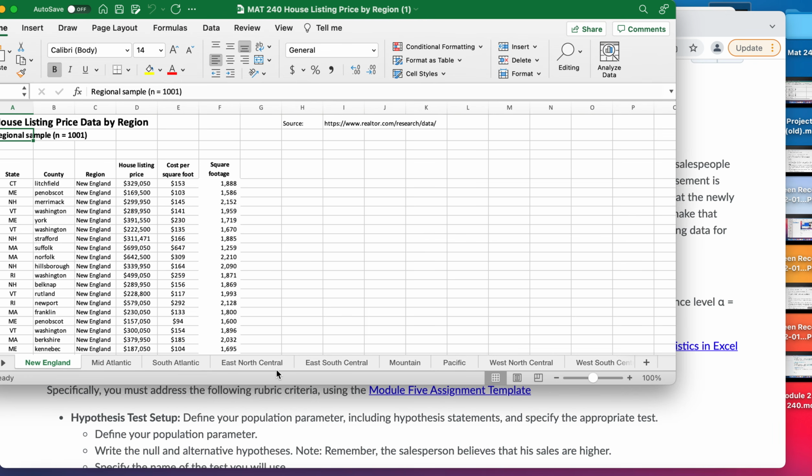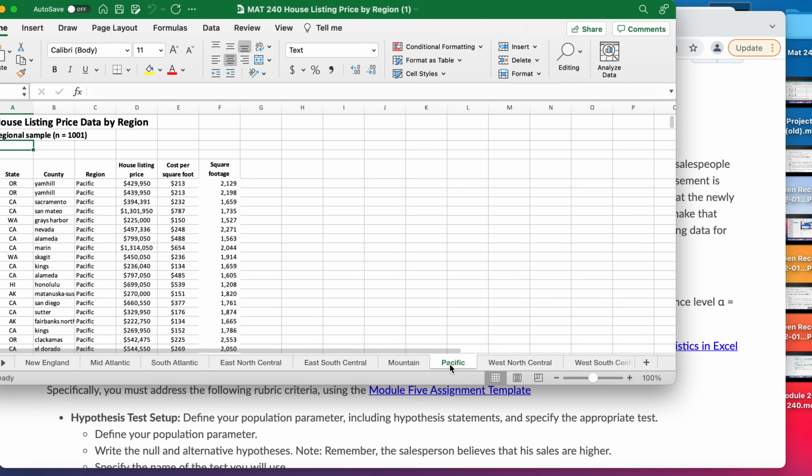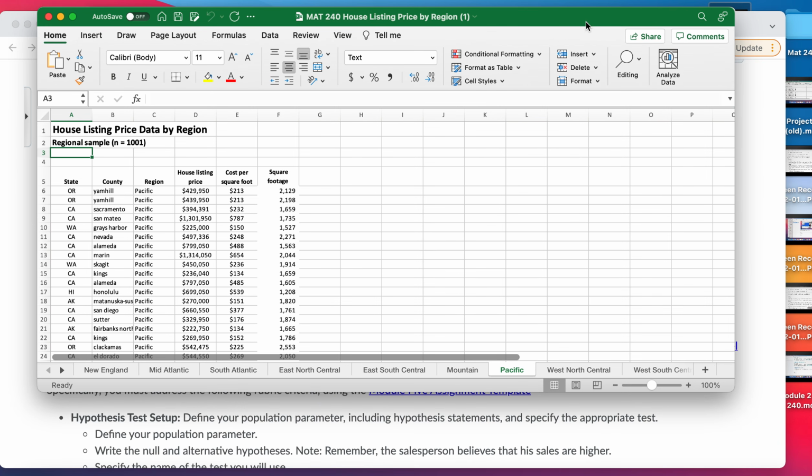Okay, so you can see these tabs at the bottom have each region. So we're going to click on Pacific, and we want to do the same thing using the random sample that we've done before. And this question is asking specifically to do a test about the cost per square foot. If you are selling a house, you definitely want to sell it for the most cost per square foot. So we're going to be looking at cost per square foot. That's going to be our only variable needed.